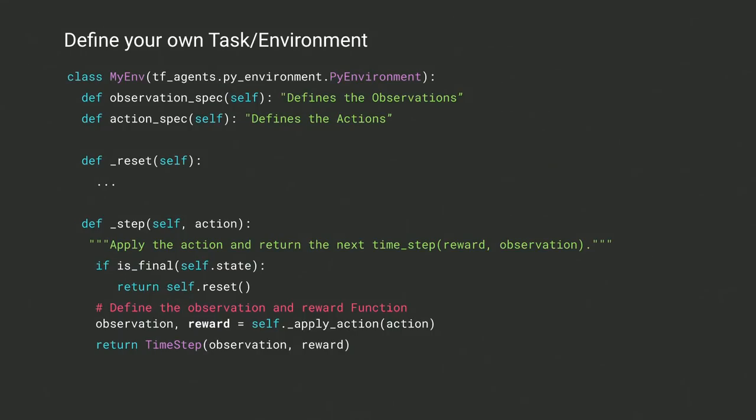And then the step function, where if I give you an action, what will happen? How is the environment, how is the task going to evolve, where the state is going to change, and you need to tell me the reward. Am I doing well, going in the right direction, or am I going in the wrong direction, so I can learn from it? So this is the main piece of code that you will need to implement to solve your own problem.